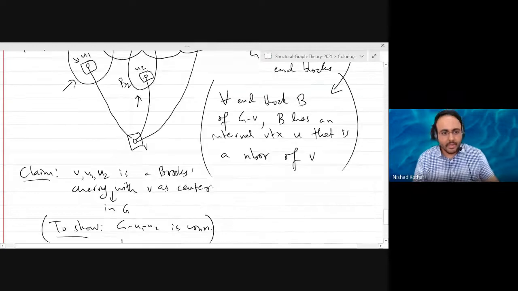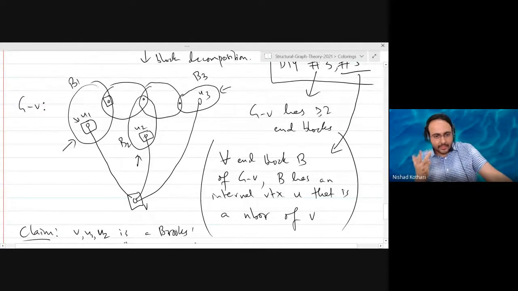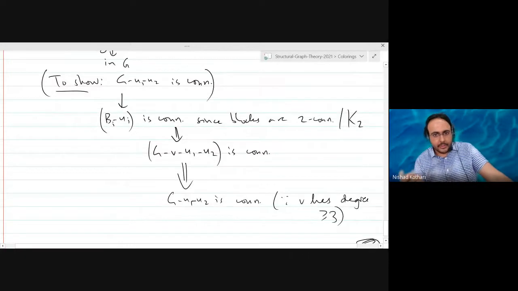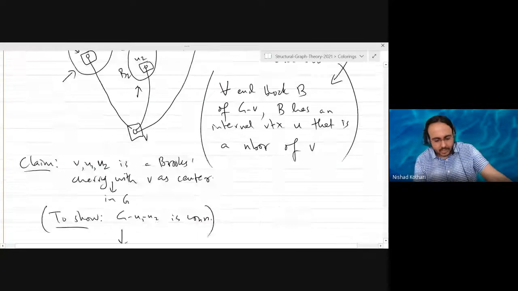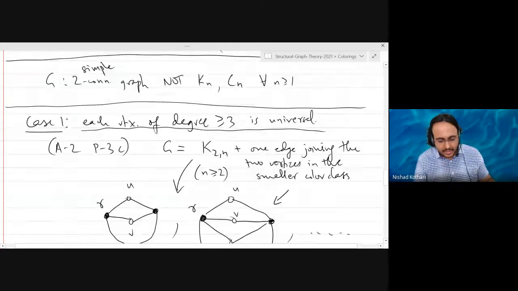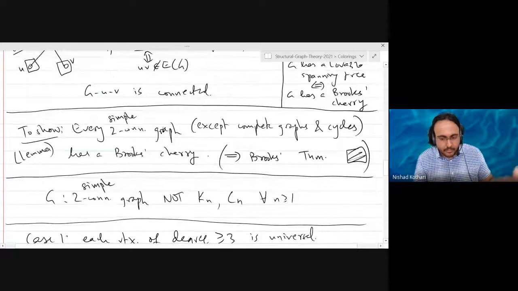Okay. So we have found 3 vertices and we have shown that these form a Brooks cherry in the graph, right? And the only thing we had to really argue was that when you delete U1 and U2, the graph is connected. And in order to prove that, we used our knowledge of non-separable graphs or two connected graphs and the block decomposition. Okay. Done. So in all cases, we have found a Brooks cherry, and because we have a Brooks cherry, we have proved Brooks' theorem.